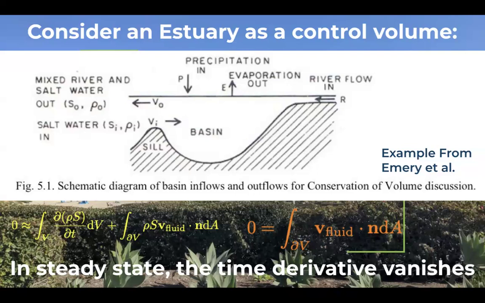So we've got our salinity equation, we've got our volume equation. We're going to think about a steady state, not because Narragansett Bay is actually in a steady state, but it makes our life simpler because we can just throw away the time derivatives.